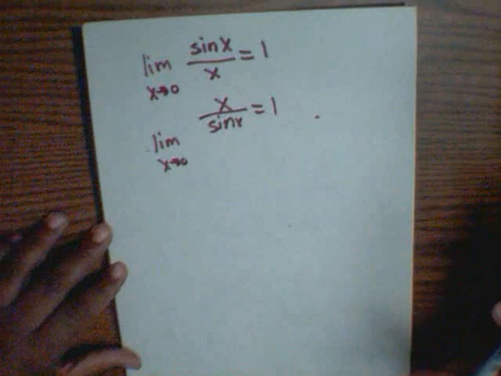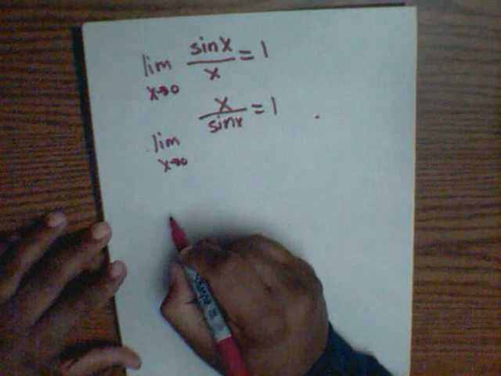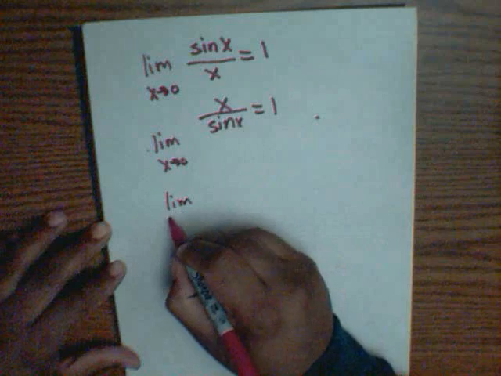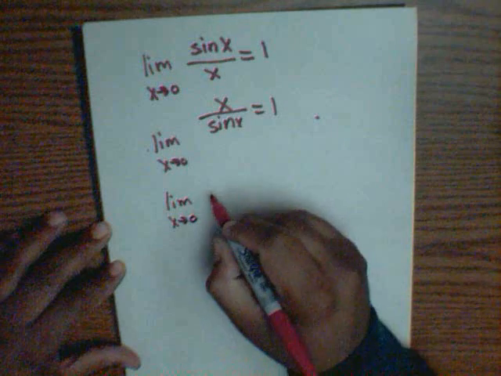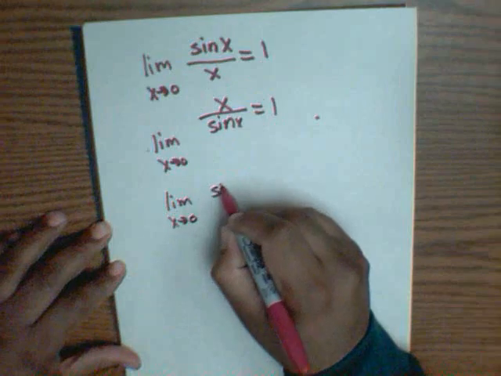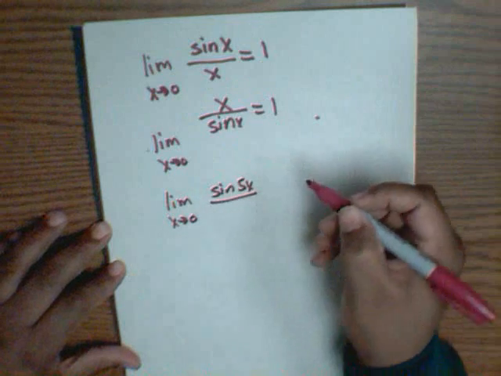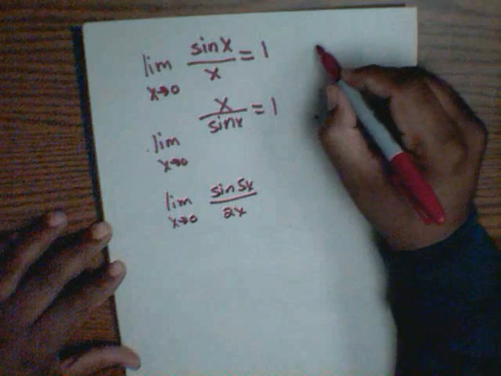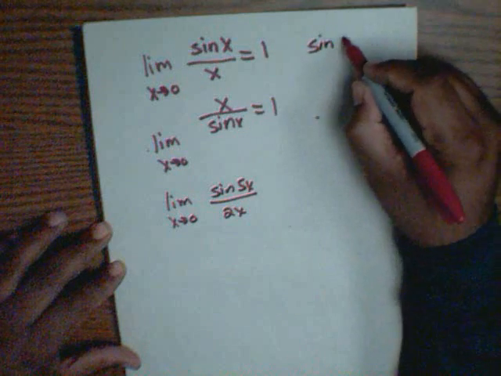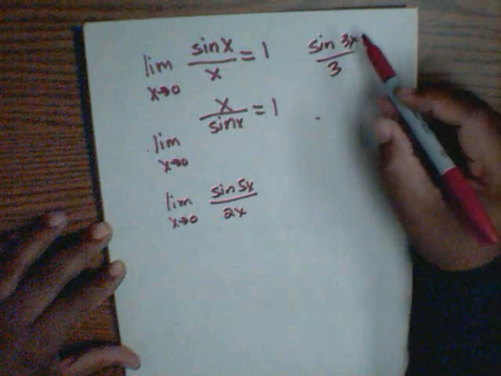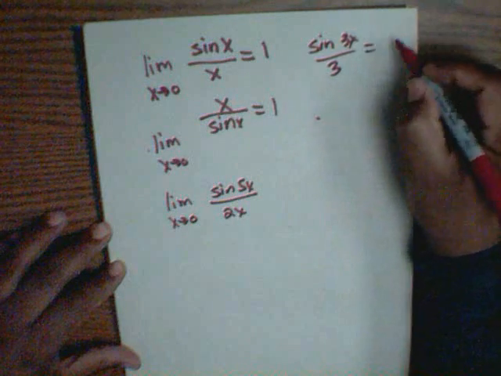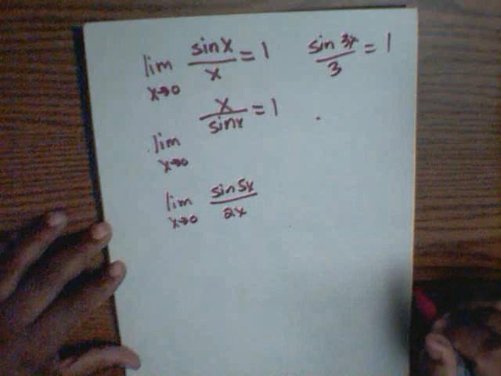Okay, now, as I said before, the problem comes into play. Let's start off with this problem: the limit as x approaches 0 of sine of 5x divided by 2x. Okay, thing to keep in mind here is that the limit as x approaches 0 of sine of 3x over 3x, I'm being lazy here, is also equal to 1. So we just got to keep that in mind.